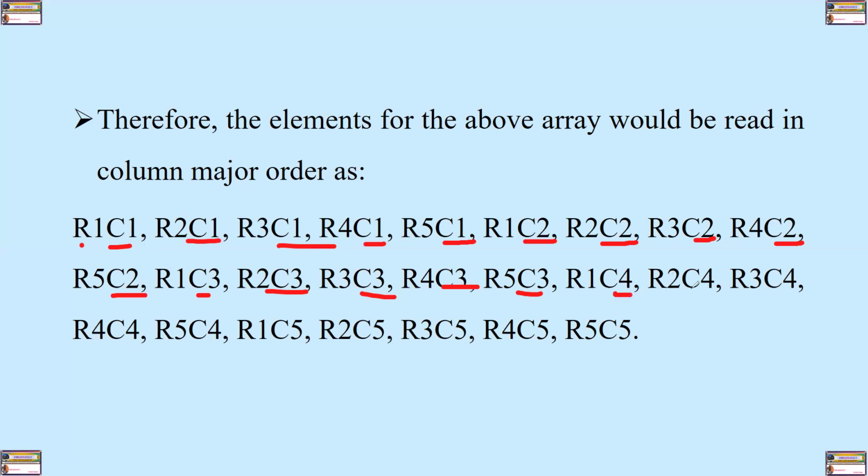Row 1, column 4; row 2, column 4; and so on. When you reach row 5, you know that column is done. Then row 1, column 5. You can see.